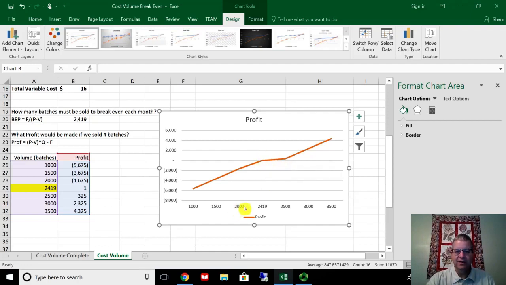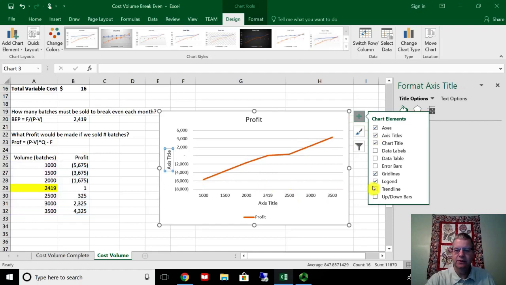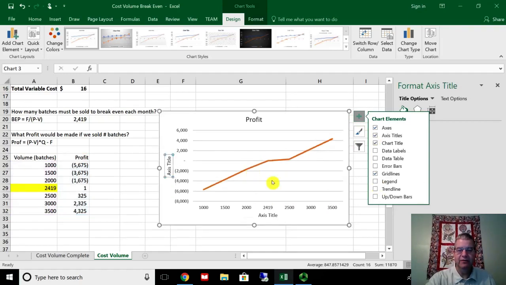Our line kind of flattens out because with our volume, we didn't keep stepping up in $500 increments. So that graph tells us what this table tells us, that we got to produce 2,419 units, batches, in order to break even. Anything below that, we lose money. Anything above that, we make money. I'm going to clean this graph up just a little bit. I think we have seen what we need to see, but just so the graph looks a little bit nicer, I'm going to get rid of this legend because I'm only graphing one thing. I really don't need a legend that says that's the profit, because the title tells me that's the profit.